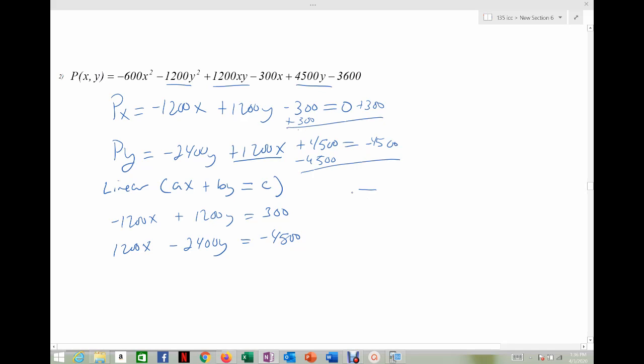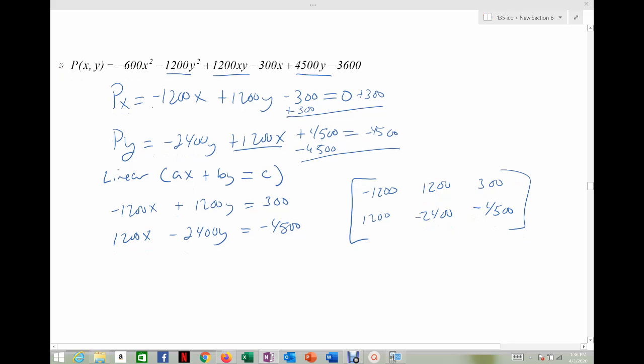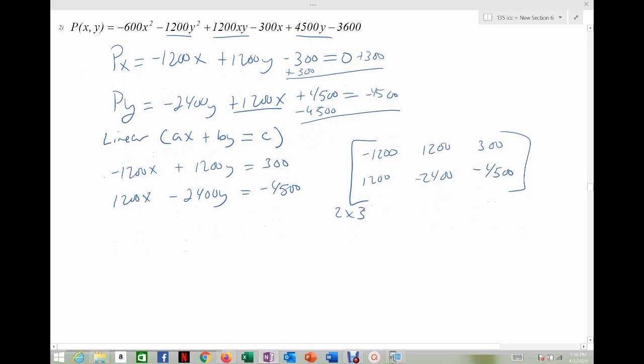Now I'm ready to plug it into the matrix, but I have to plug it in this form. So again, in order: x value first, y value second, constant. And watch out, there's a lot of 1200s. And make sure you're careful with your negatives. Really easy, and I forgot my negative on my 4500. It's really easy to mistype something, so just do a double check when you plug it into your calculator. Again, 2 by 3 is what you're plugging in, so that goes in your calculator.